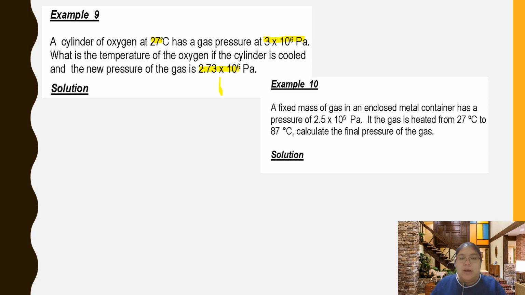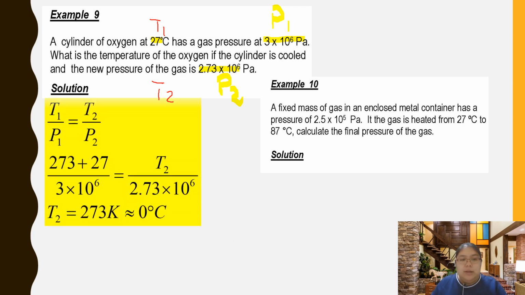So that means this one is P2, and this one is P1. Another one, this one is T1, so we do know T2. Now the question wants you to find T2. So we just apply the same formula. I'll show you the answer.